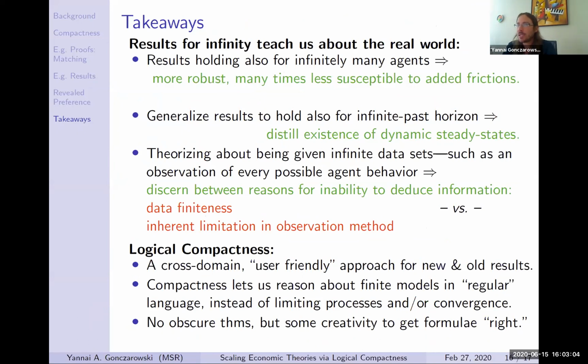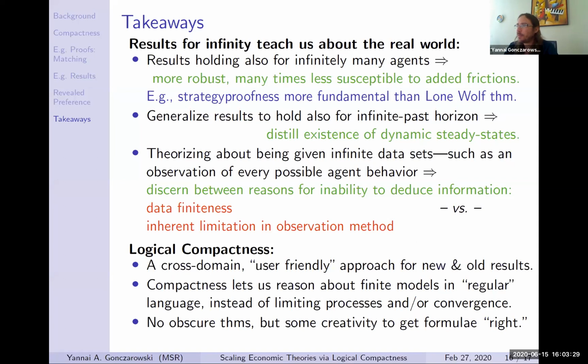Takeaway slide, last slide. Results for infinity teach us about the real world. Results that hold for infinitely many agents are more robust. They're many times less susceptible to added frictions. For example, strategy-proofness is more fundamental, more robust, and less susceptible to frictions than lone wolf.